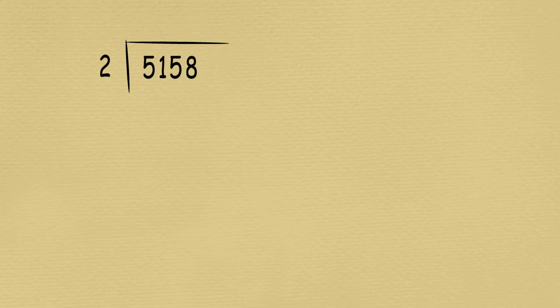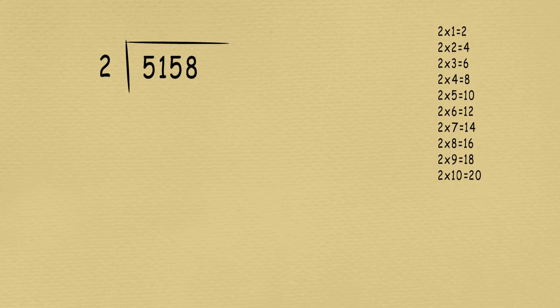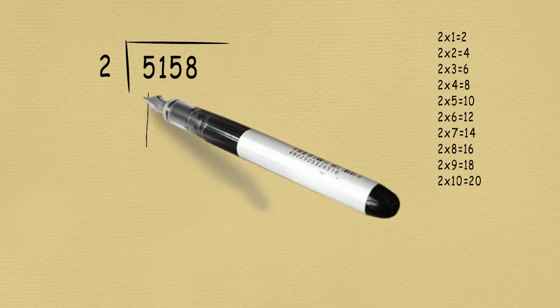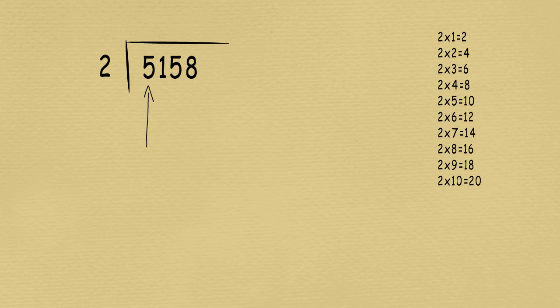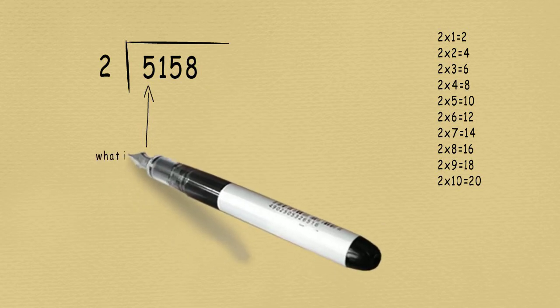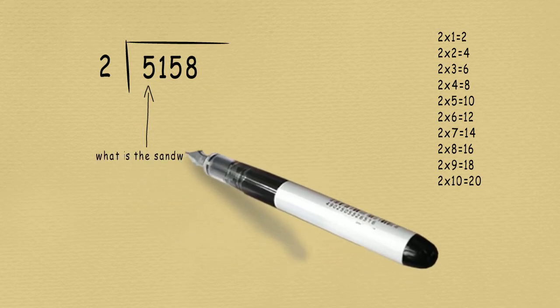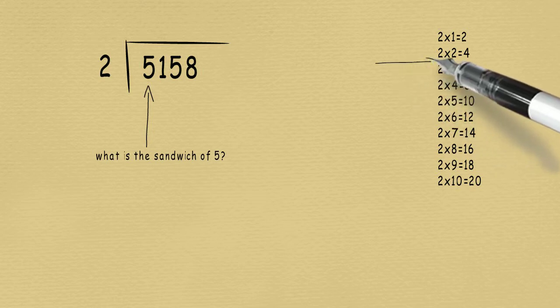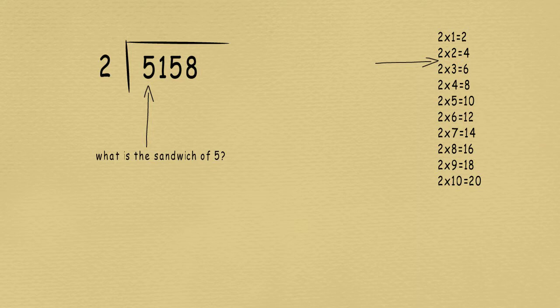So the first thing we're going to do, since we're dividing by 2, is produce the table of times 2, okay? And here it is. Now, the first step is to look at the first number inside the division house, and the number is 5. I'm going to find the sandwich of the number 5, which means I'm going to sandwich the number 5 in between two numbers in the multiplication table.